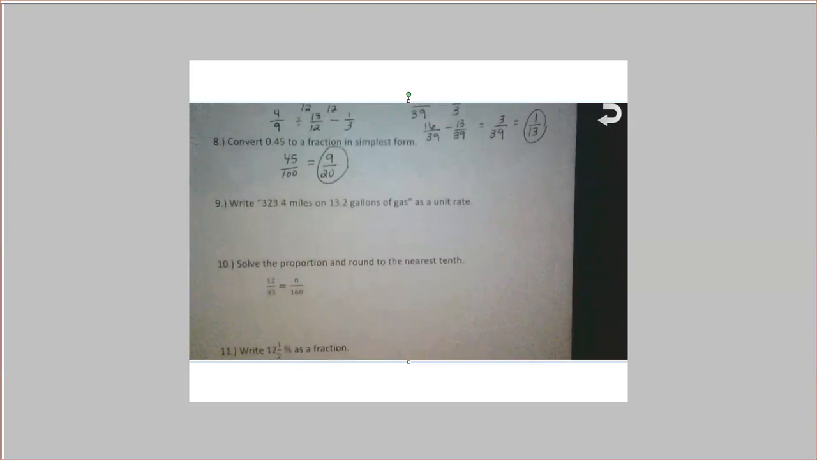Number 9, it says to write 323.4 miles on 13.2 gallons of gas as a unit rate. Remember, unit rate wants to know the amount per one item. So I want to know how many miles can we go on 1 gallon of gas. So to find the answer to that, I will divide the number of miles by the number of gallons that I'm given.